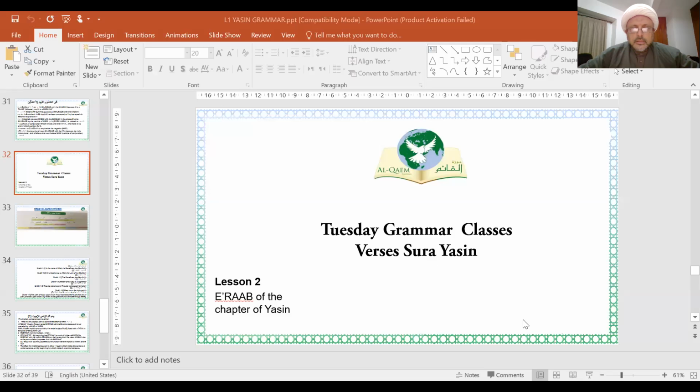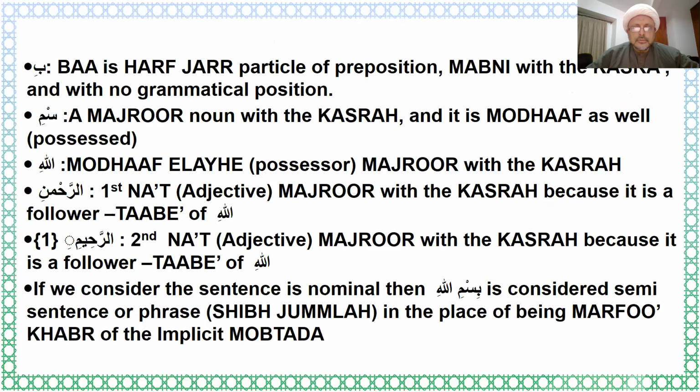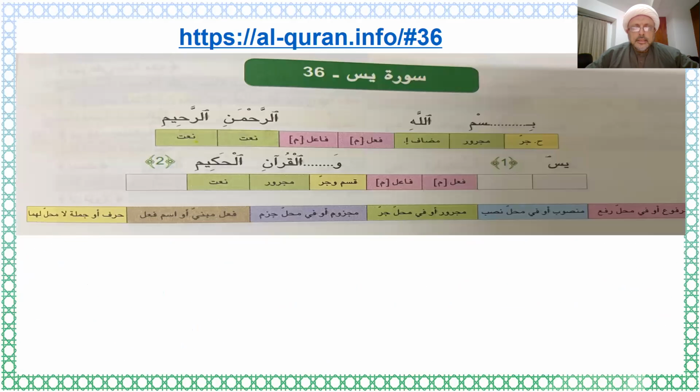So basically we have here lesson 2, I'rab of Surah Yasin. We are going to try to do verse 1 and verse 2. As I mentioned previously, there's a color-coded grammar of the whole Quran. It is like this book, and I said that it's always good to get these books. This is like 6 volumes, and it is all color-coded grammar. That means I can say grammar for the dummies, okay?